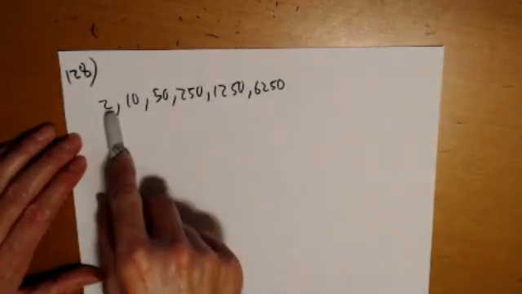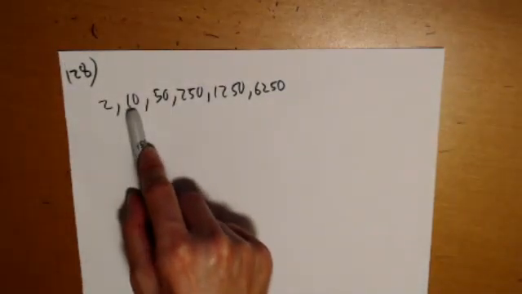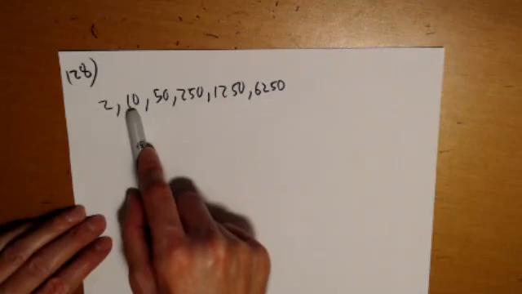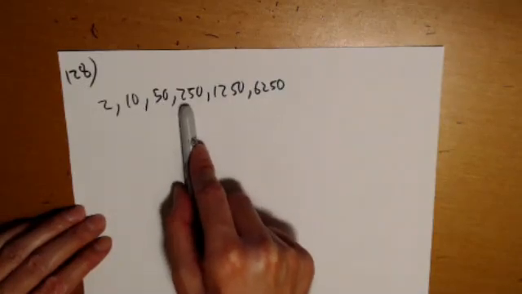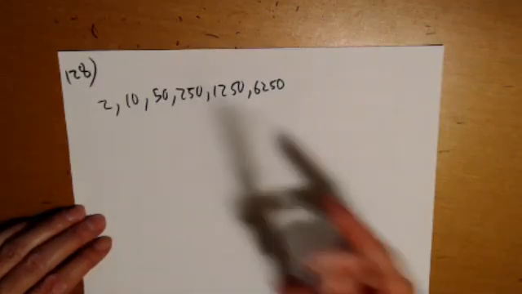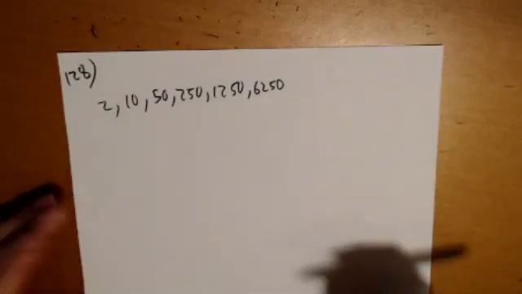But do you notice this? How do I get from 2 to 10? I multiply by 5. Okay, multiply by 5, I get 50. Multiply by 5, I get 250. Multiply by 5, I get 1250. Oh, so this is geometric. Oh, you mean it's just multiplying?